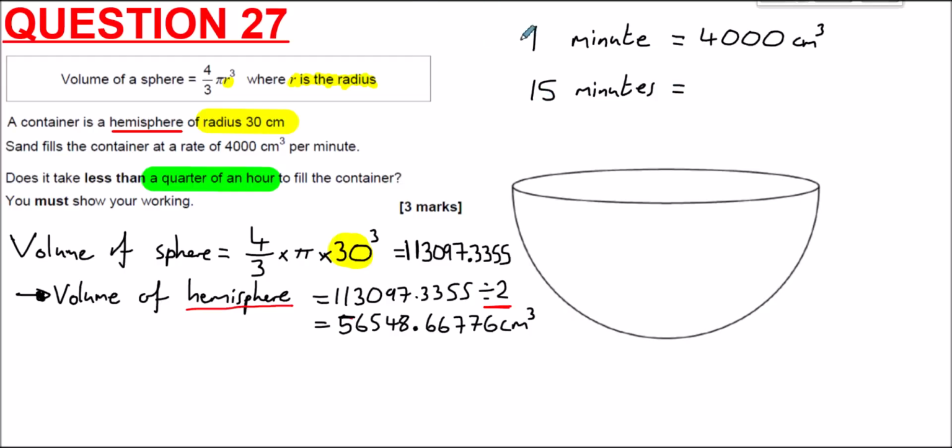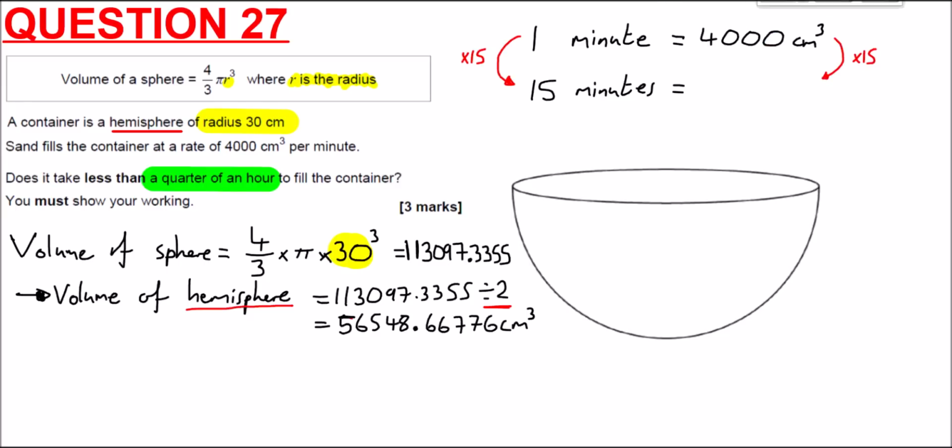So 15 minutes is 15 times longer than just 1 minute. So if it's 15 times as much time, we could fill 15 times as much volume of sand going into the container. If we multiply this number by 15, we need to multiply this number by 15 to keep the balance.